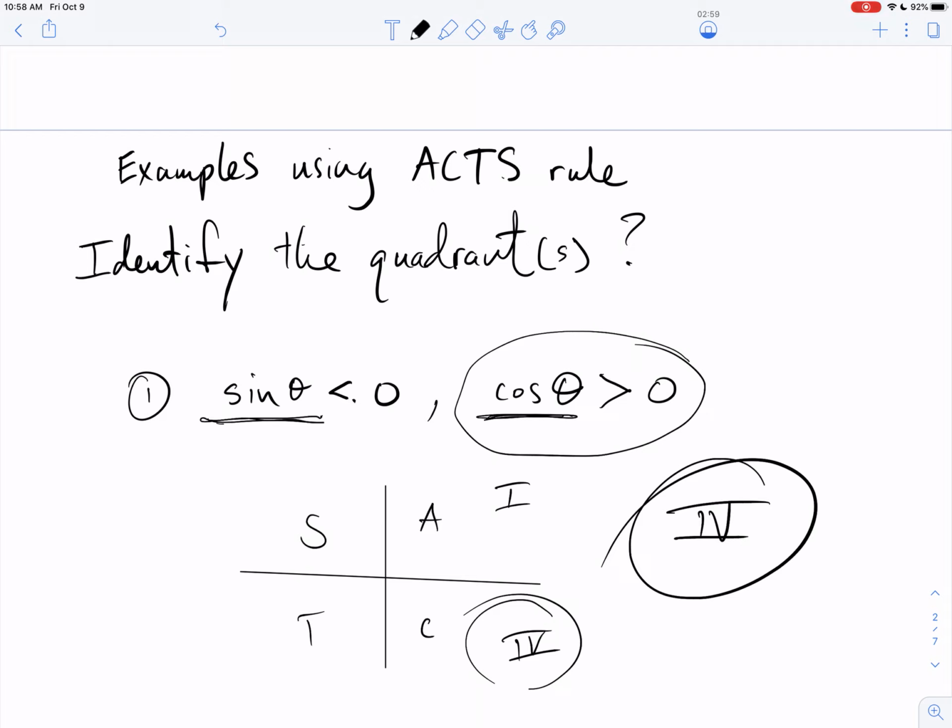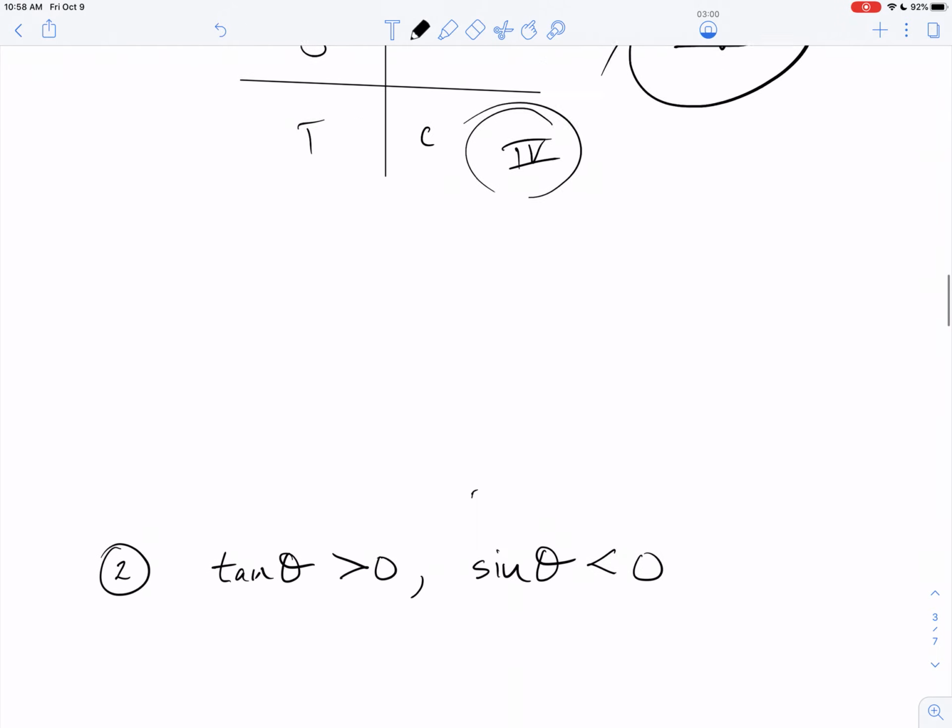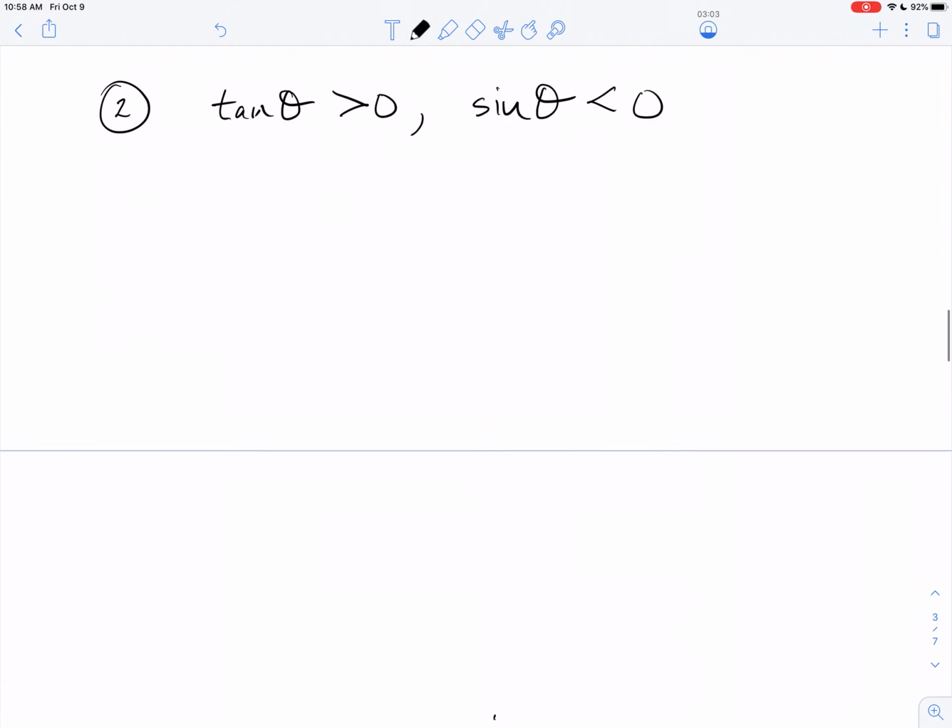Let's play with another one. Let's go to the next question. So here's the next question. It says, the tangent of this angle, tangent theta, is greater than 0. So tangent's positive. So let me stop for a second here, put the brakes on. I know that tangent, according to the AX rule, and I'm just going to keep doing this, tangent is positive in quadrant 1 because all of them are positive. Remember, that's what the A stands for. And tangent's also positive in quadrant 3.